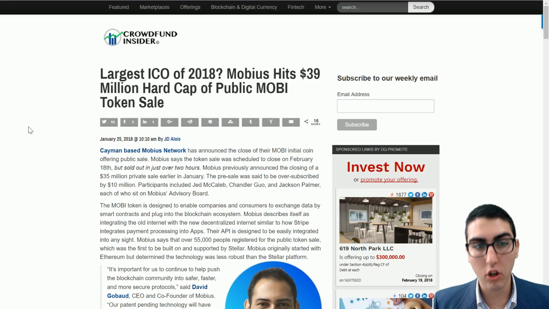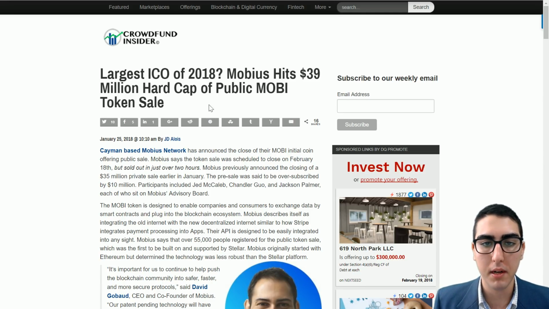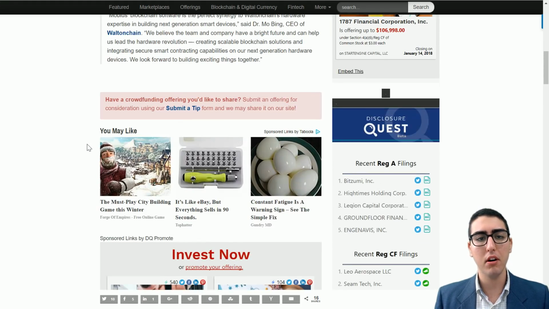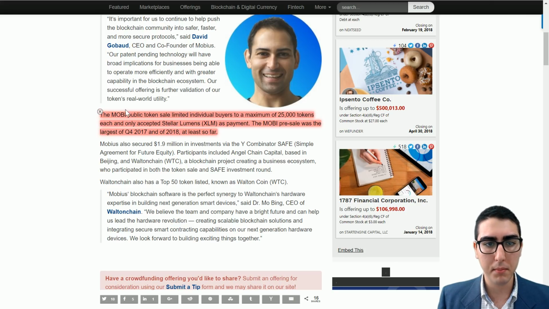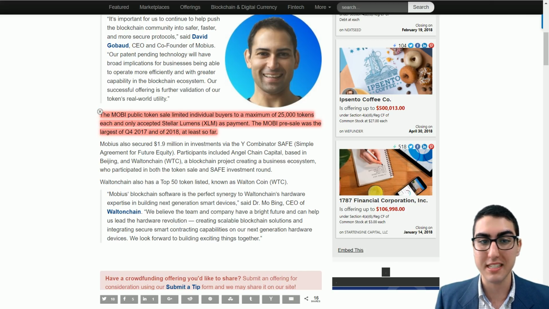Another use case here, largest ICO of 2018. Mobius hits 39 million hard cap of public Mobi token sale. Now, there's other ICOs that were larger than this. I think this was the latter part of 2018. You can see the Mobi public token sale limited individual buyers to a maximum of 25,000 tokens each and only accepted Stellar Lumens as payment.